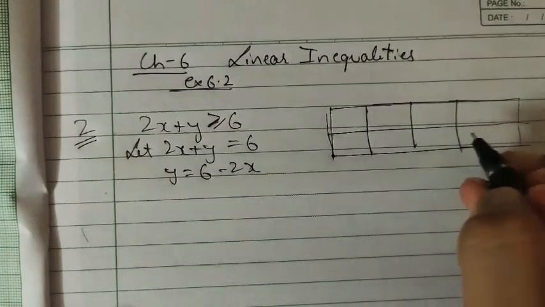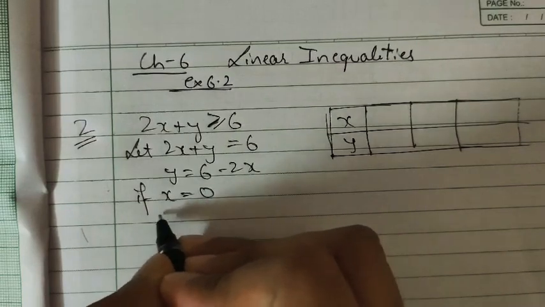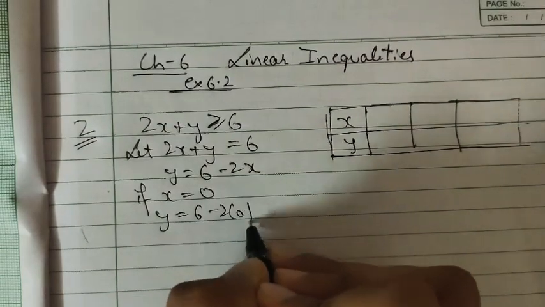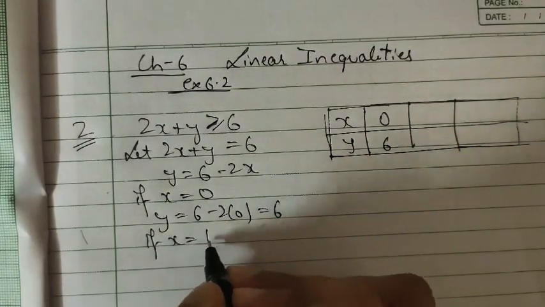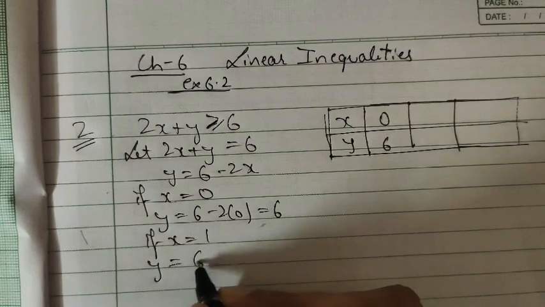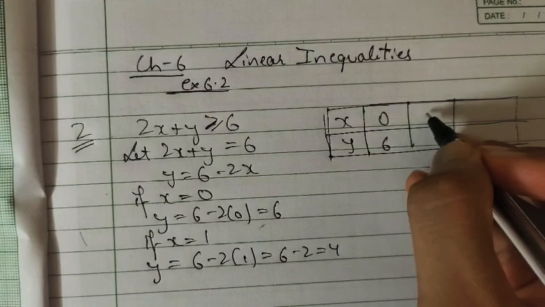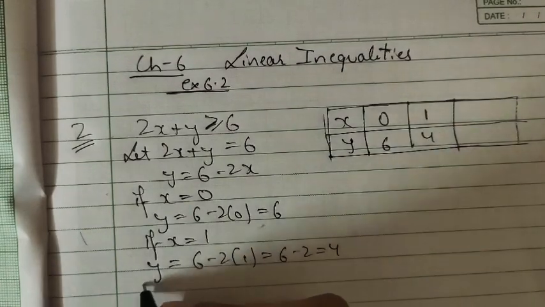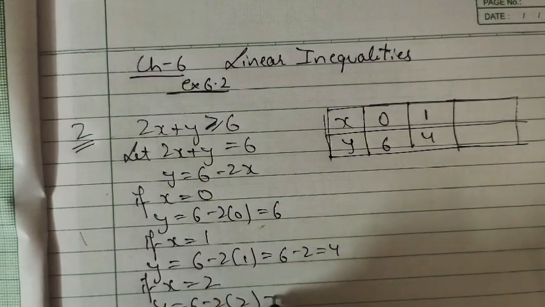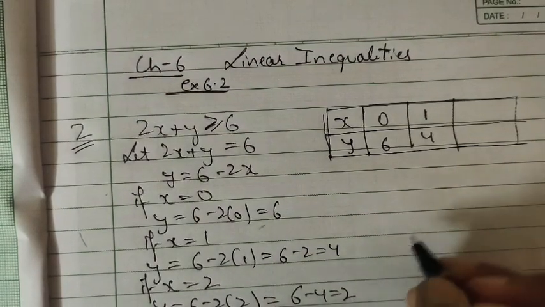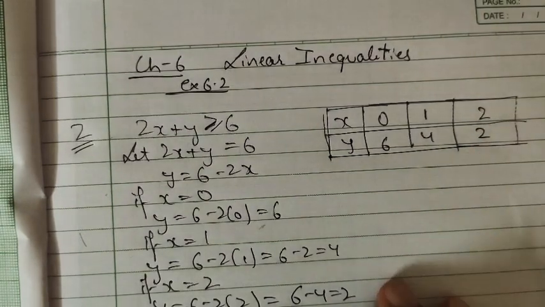x and y. So if x is 0, y will be equal to 6 minus 2 times 0, which is 6. So x is 0, y is 6. If x is 1, y will be equal to 6 minus 2 times 1, 6 minus 2, 4. So if x is 1, y is 4. If x is 2, y is equal to 6 minus 2 times 2, 6 minus 4, 2. So if x is 2, y is 2, right? So this we have got.